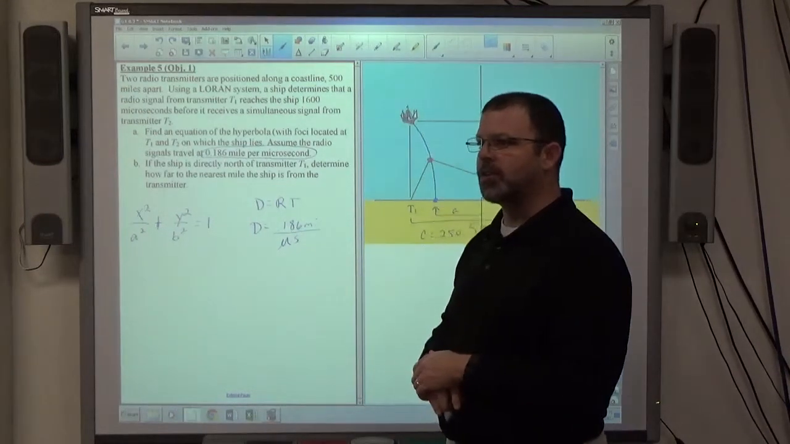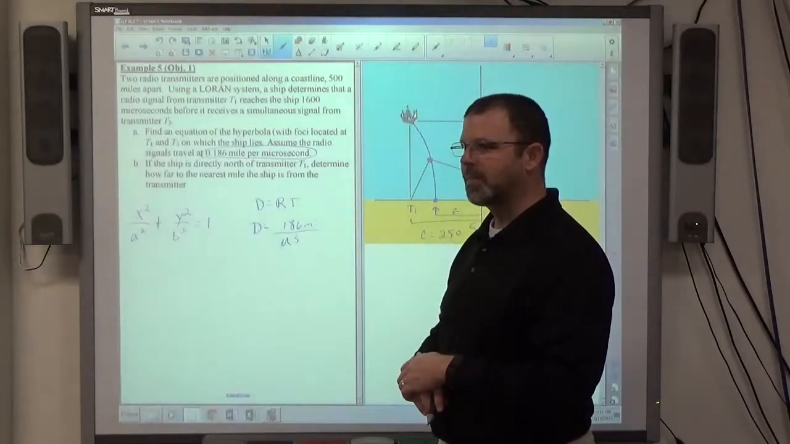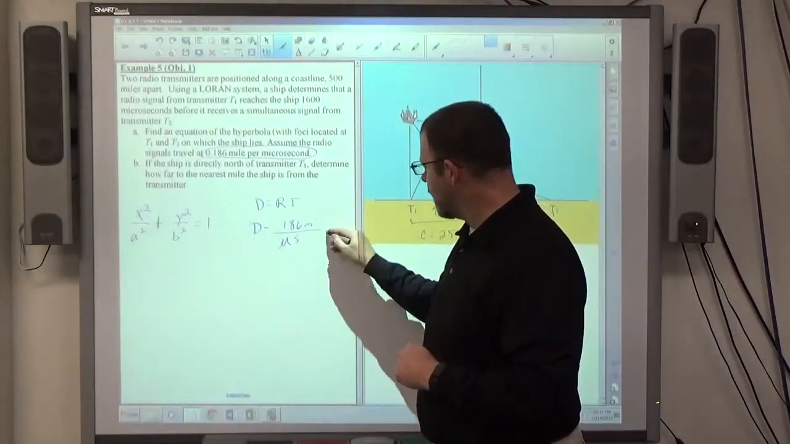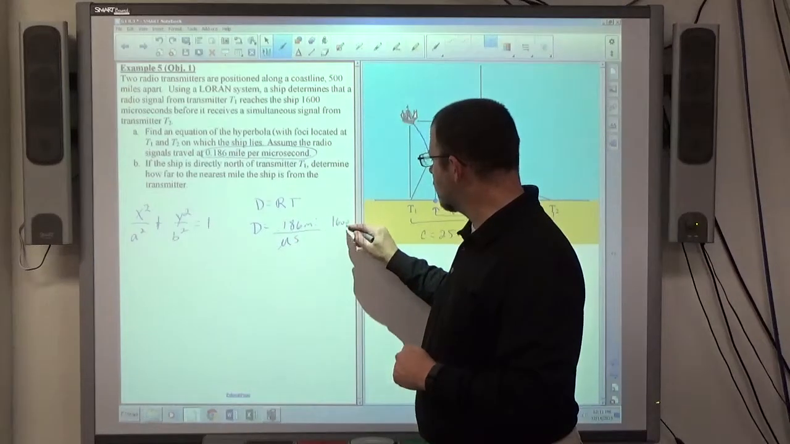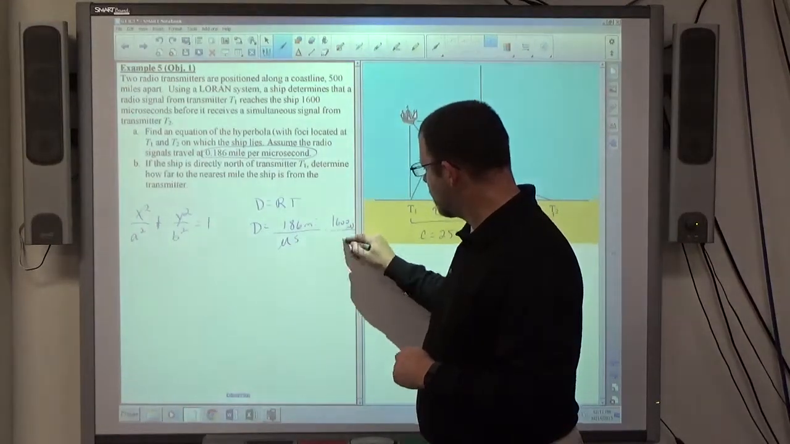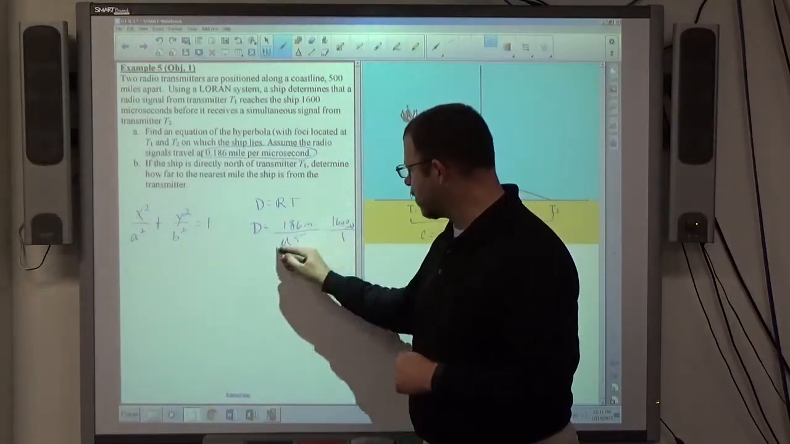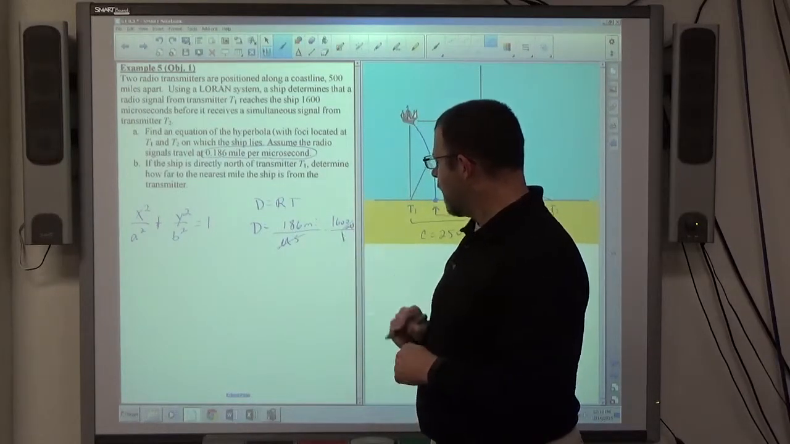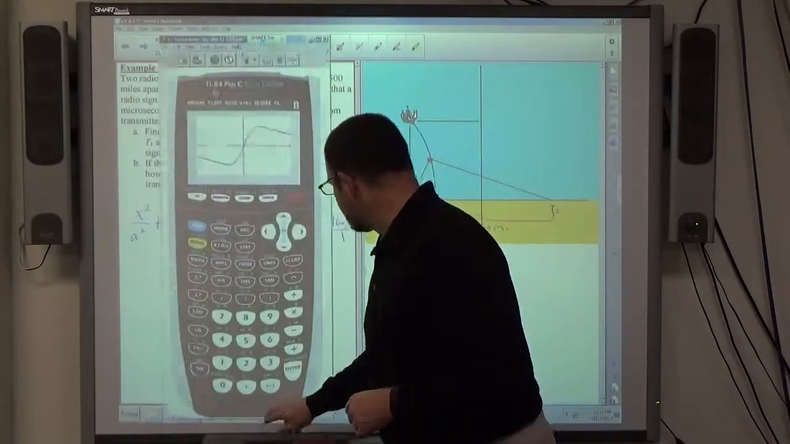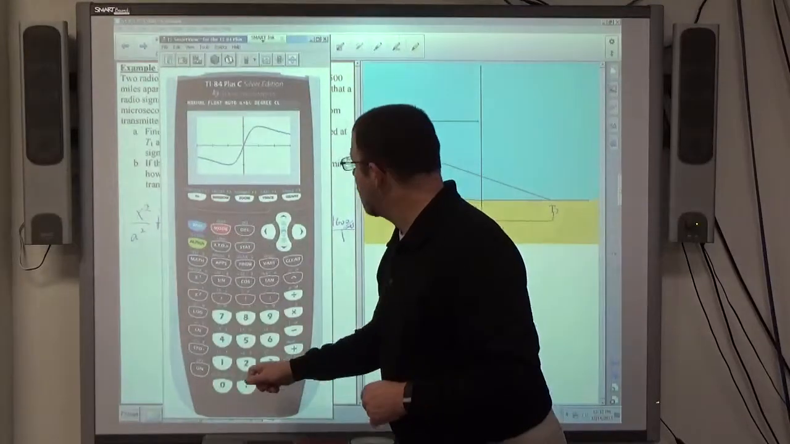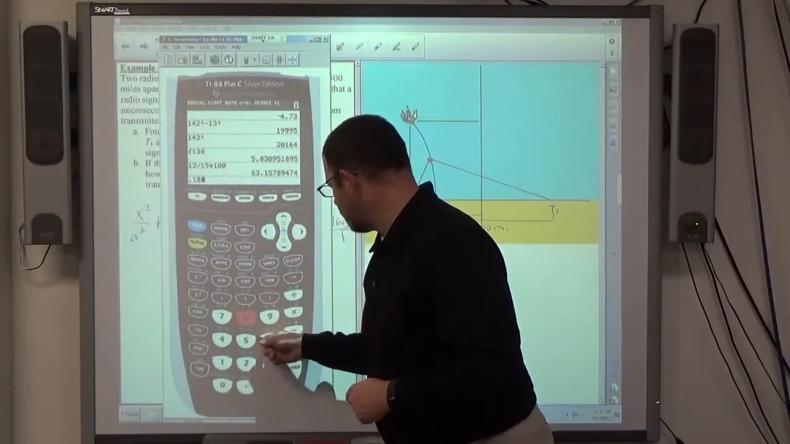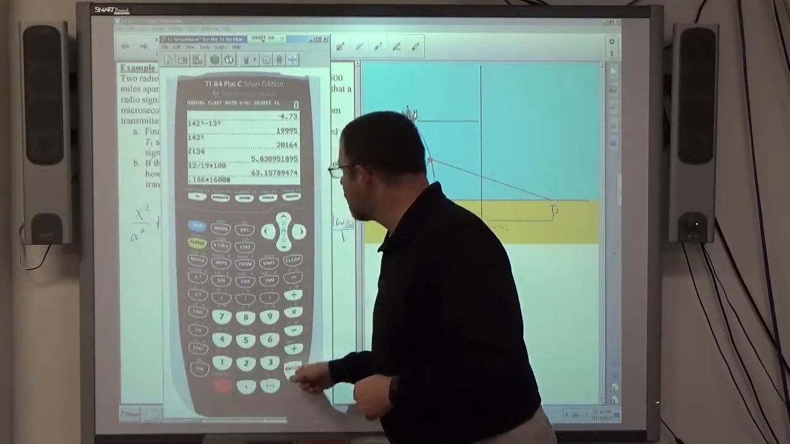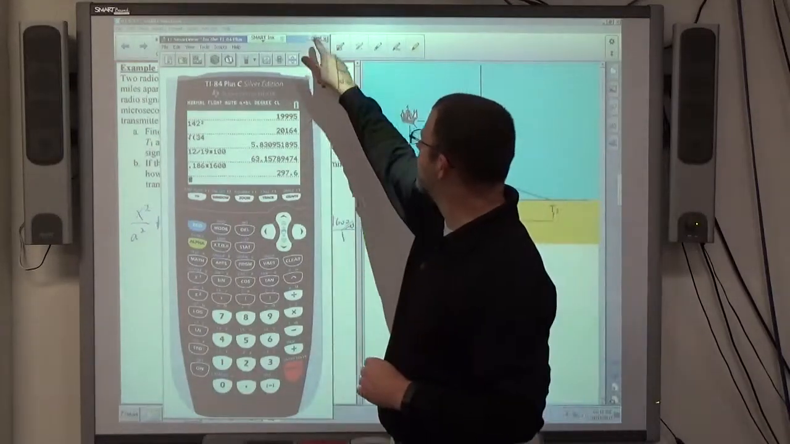In case you're curious, it's µs, microsecond, Greek letter mu. Times 1600 microseconds. Rate times time equals distance, microseconds cancel. And whatever 0.186 times 1600 is, 0.186 times 1600 comes out to 297.6.